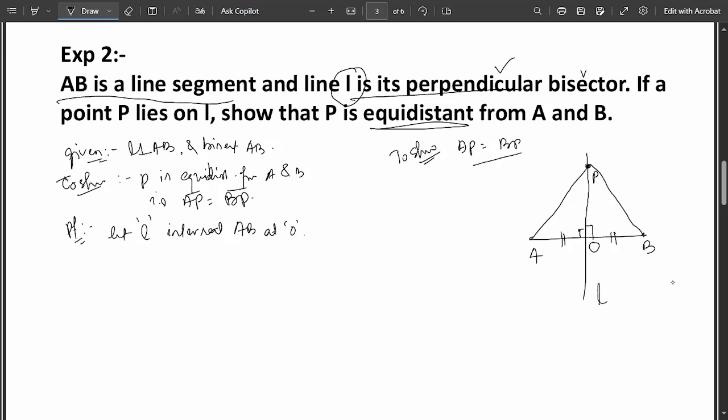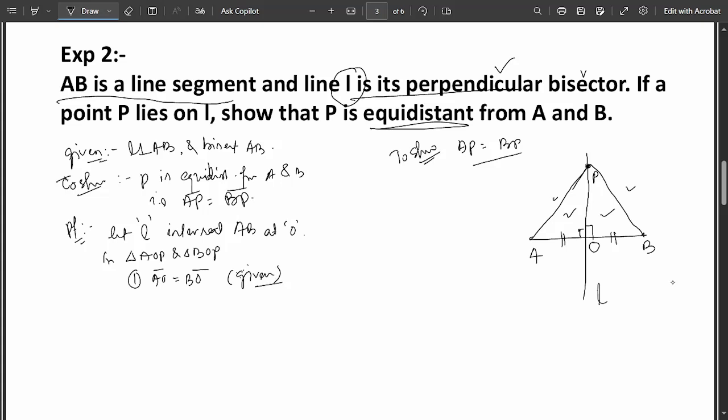Now we have two triangles, AOP and BOP. We compare these triangles and prove that they are congruent. If these two triangles are congruent, then by the corresponding parts property, AP and BP will be the same. So in these two triangles, first, AO equals BO, that is given.